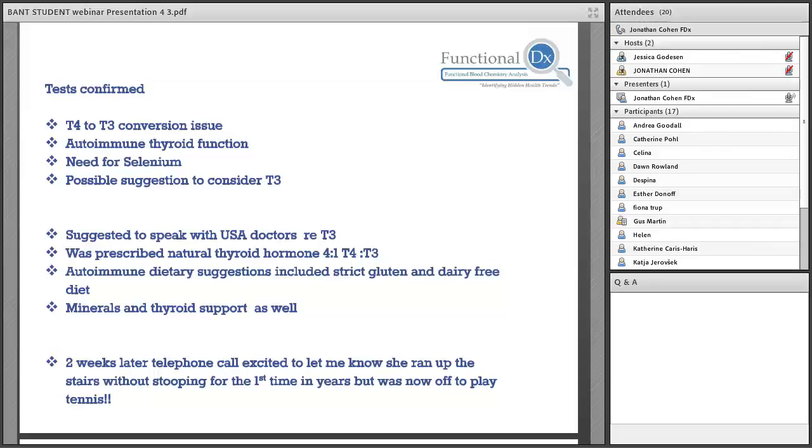She was autoimmune, so the dietary suggestions included a strict gluten and dairy-free diet, and we added minerals and thyroid support as well. Two weeks later, it's one of those great things where I get a telephone call and she says, "I just wanted you to know I ran up the stairs for the first time in years, and I'm not out of breath, and I'm now going off to play tennis," which little things like that kind of make me feel warm and fuzzy every now and then.